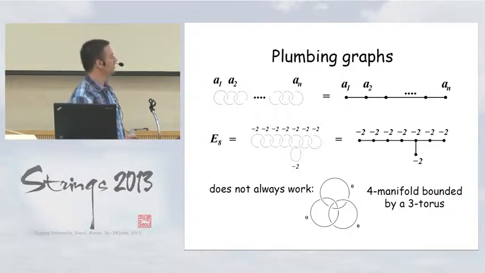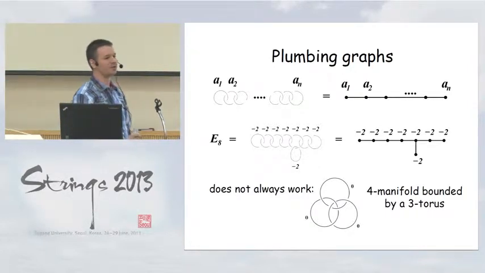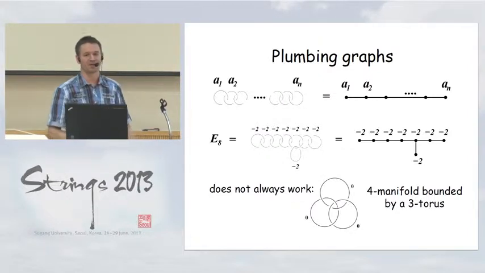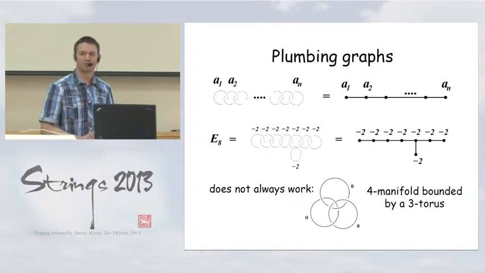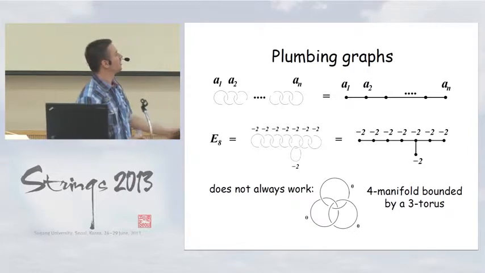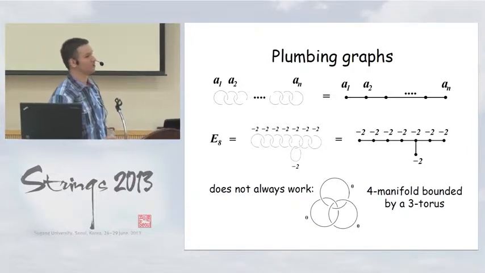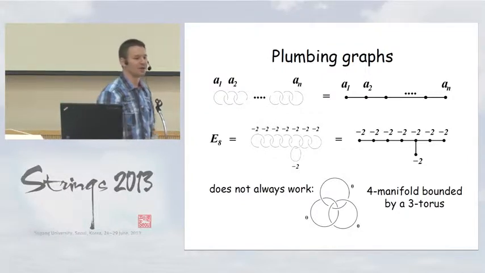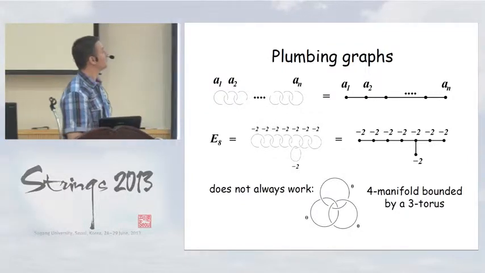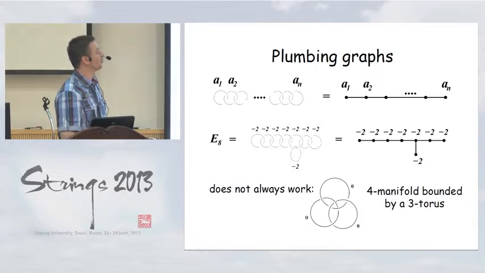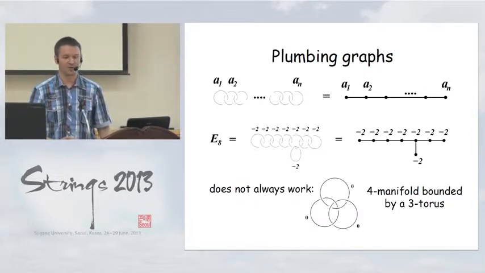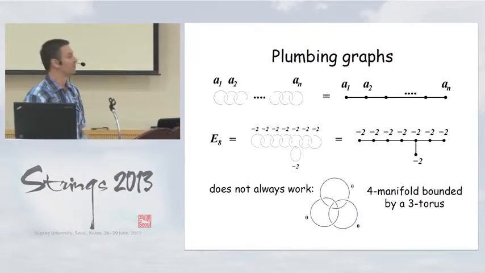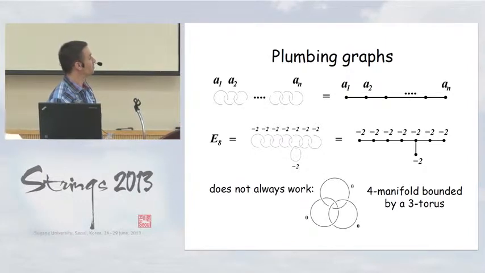But this is very different from three unlinked circles which just sit separately in 3-dimensional space. So I want to point out that there are limitations to this plumbing graph presentation compared to Kirby diagrams. Nevertheless, it's enough for the purposes of this talk, and we're going to learn some interesting things just by focusing on these plumbing graphs, and I'll limit myself to the trees where there are no loops in the quiver diagram.